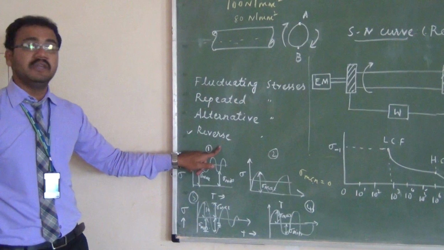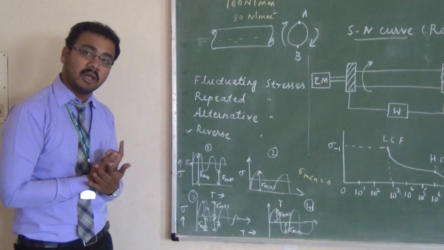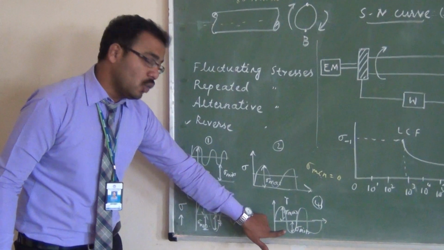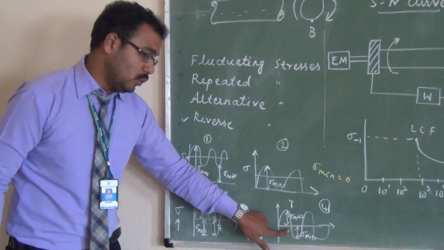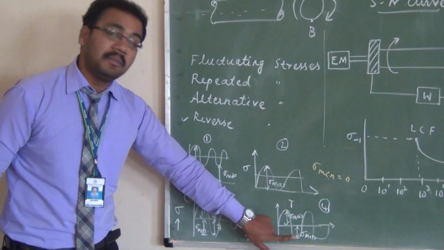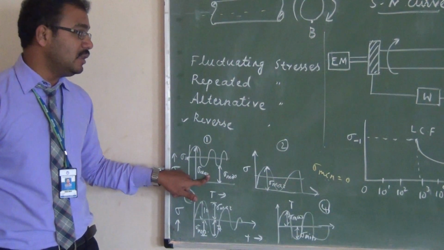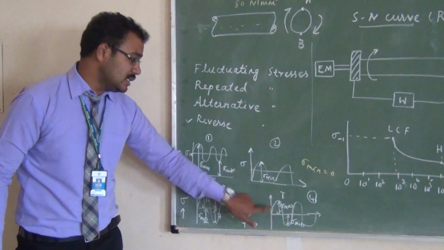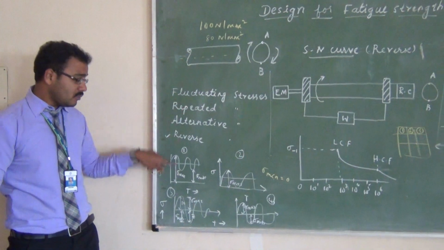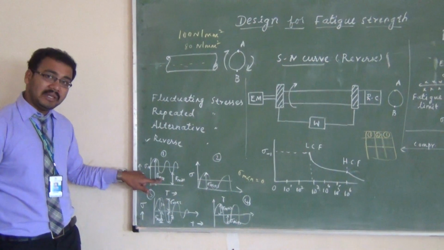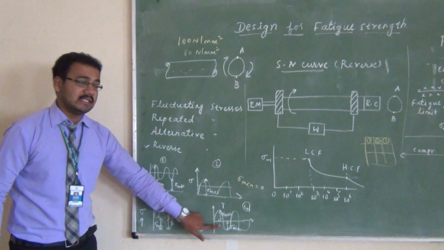Coming to the last one, the reverse stresses, the very common type of stresses which we can see in almost all kinds of applications. Here it is clear that the axis will always lie on the reference point only, and the maximum stress and the minimum stress will always be equal. The only difference in the comparison between the fluctuating stresses and the reverse stresses is that in the case of fluctuating stresses, the reference line will not be the axis line, but in the case of reverse stresses, the reference line will be the axis.